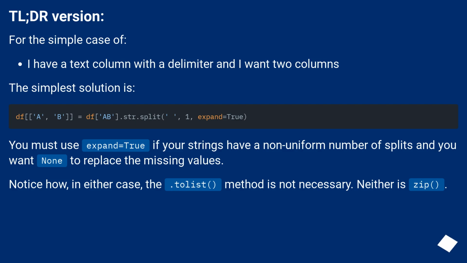TL;DR version. For the simple case of, I have a text column with a delimiter and I want two columns, the simplest solution is: you must use expand equals true if your strings have a non-uniform number of splits and you want None to replace the missing values. Notice how, in either case, the .list method is not necessary. Neither is zip.